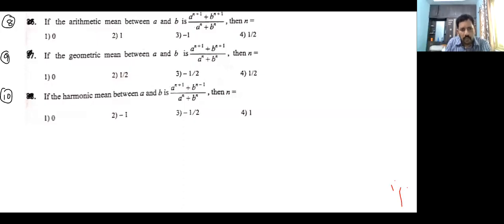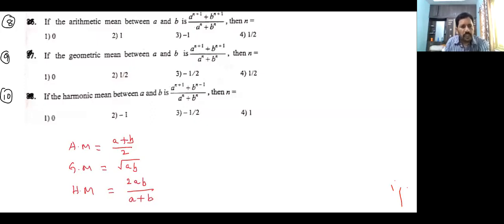Students, tell me, what is arithmetic mean? A plus B by 2. Yes or no? Geometric mean? Geometric mean, that is root AB. Harmonic mean, what is the formula? 2AB divided by A plus B. Now go for first question.